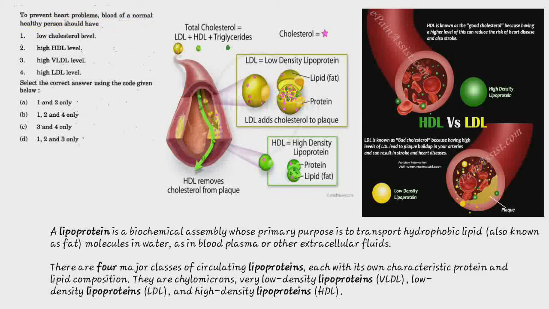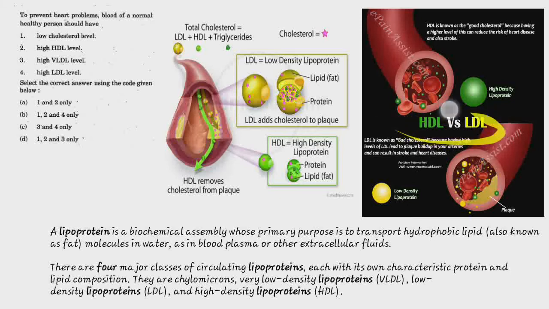Now here you can see the structure of the HDL. You can see here that HDL removes the cholesterol from plaque. So if the arteries or the blood vessels get accumulation of this plaque, you can see here in this diagram also, it is very clearly visible. If this gets accumulated, the flow of the blood will be hindered. The blood will get low space to flow, which will cause a bad effect on the heart. So that should not be there.